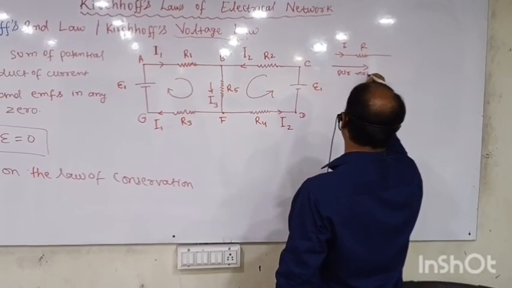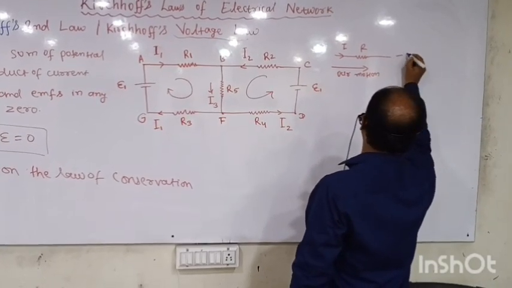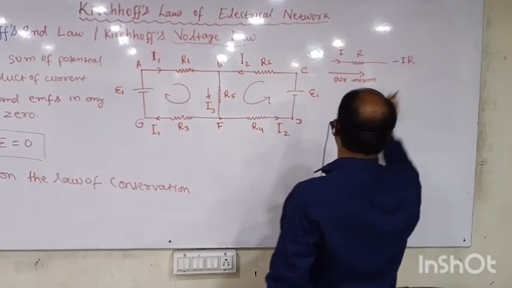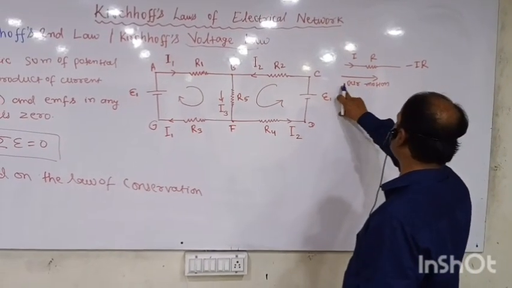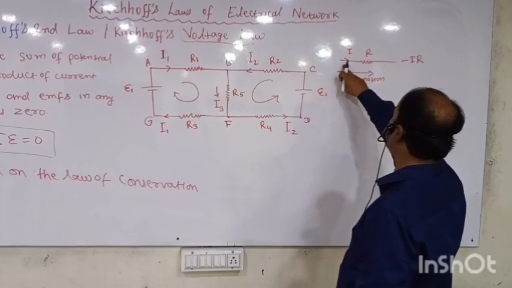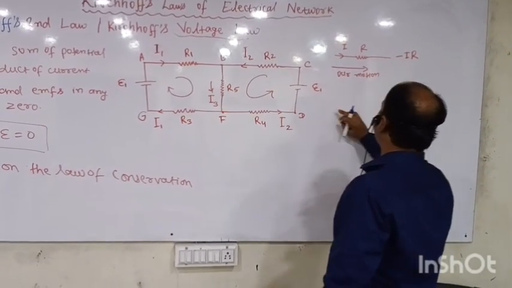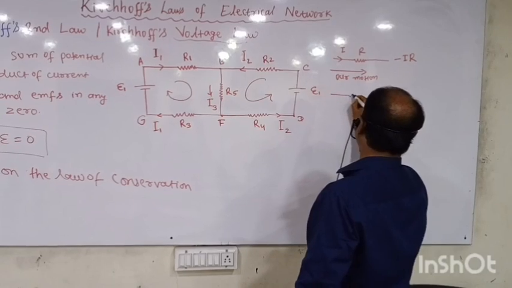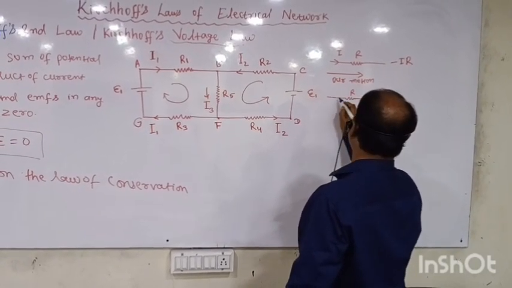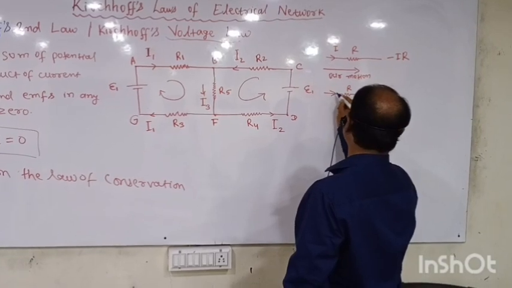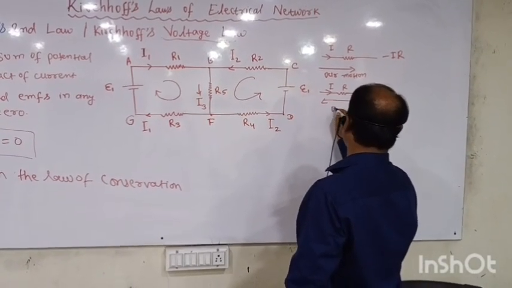Our motion. Then we have to take the sign minus IR. You have to remember this basic fundamental: if we are moving in the circuit in this direction, current flowing in this direction, and this is resistance, then we have to take minus IR. If just opposite, suppose that it is R and current moving in this direction, but our motion is just opposite.